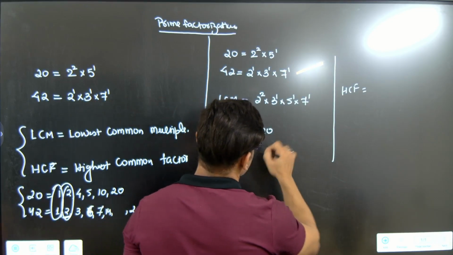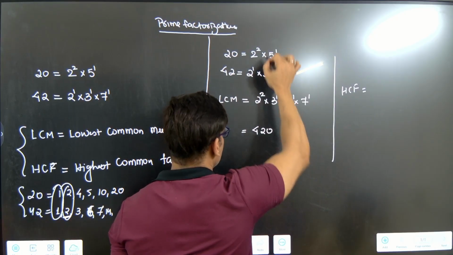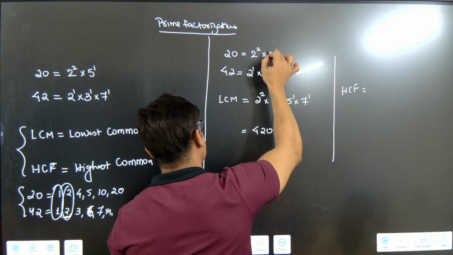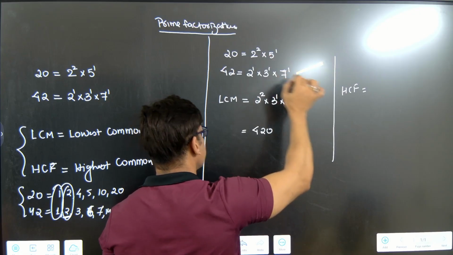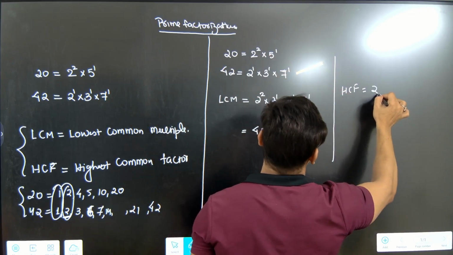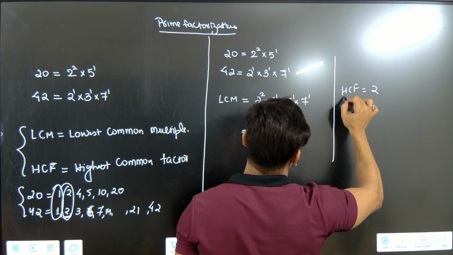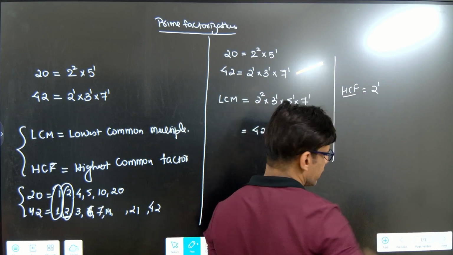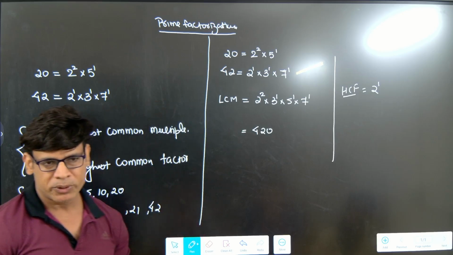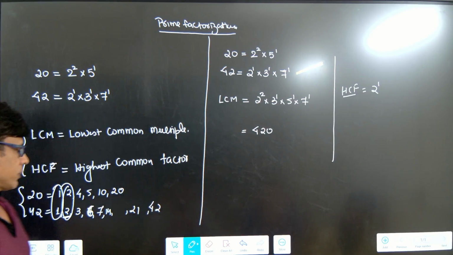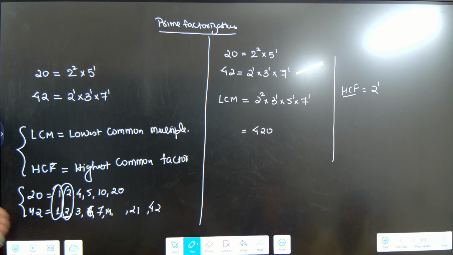Right. For HCF, you pick up only the common prime factors. So what are the common prime factors? Only 2, and raise it to its lowest power. Although it is HCF, raise it to its lowest power. The lowest power of 2 is 1. So that's why the highest common factor is 2.